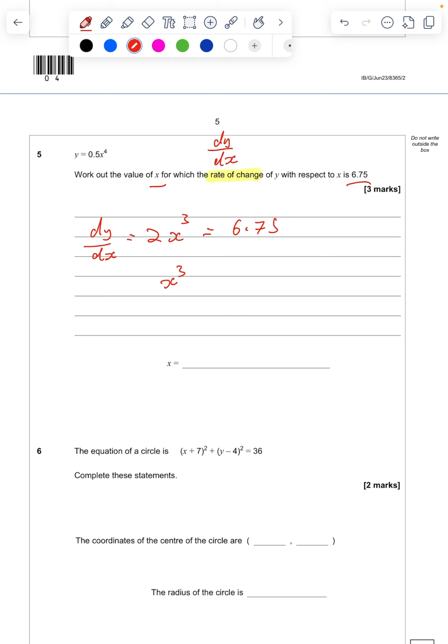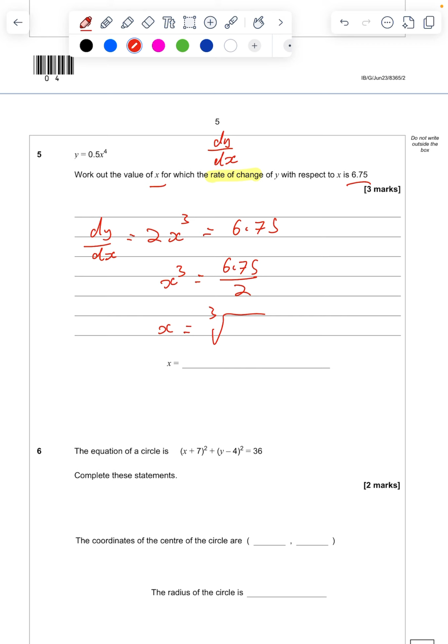So we're going to say that x cubed is going to be equal to 6.75 divided by 2. So x is going to be equal to the cube root of that. I'm going to put that into my calculator, which I haven't got open, which is a little bit silly. Where's my calculator? There it is. So we've got to do the cube root of 6.75 over 2.